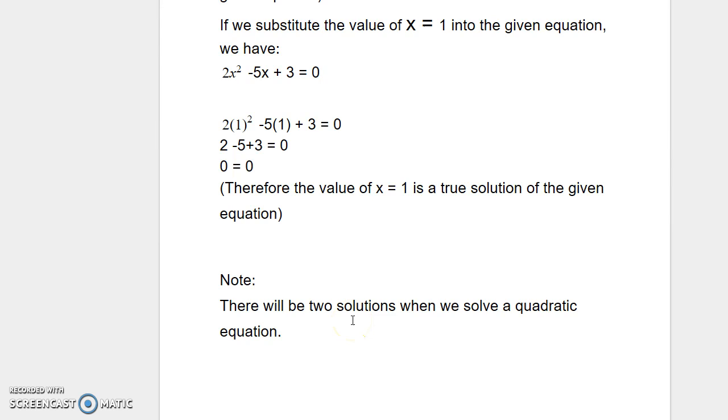In my next video presentation, we will be solving more problems using the quadratic formula.